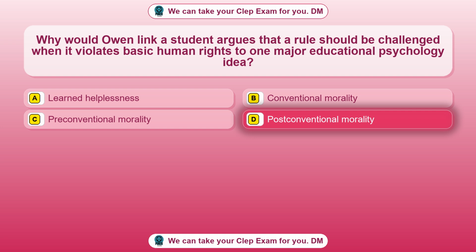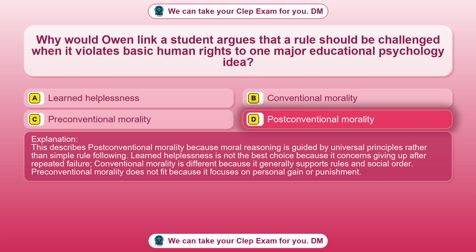Post-conventional morality. This describes post-conventional morality because moral reasoning is guided by universal principles rather than simple rule following. Learned helplessness is not the best choice because it concerns giving up after repeated failure. Conventional morality is different because it generally supports rules and social order. Pre-conventional morality does not fit because it focuses on personal gain or punishment.